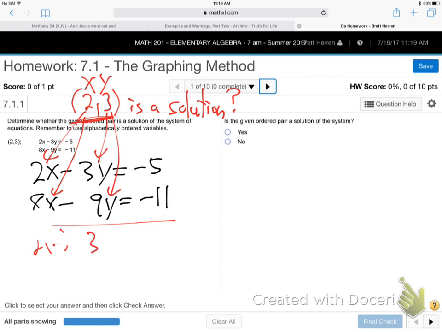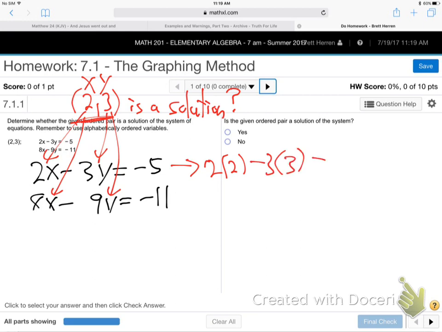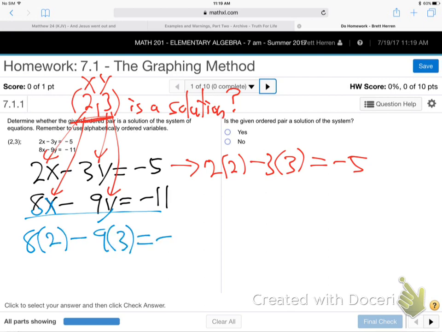Here, it's got to make them both true, right? So to be a yes, 2 times 2 minus 3 times 3, does that equal negative 5? And down here, I'll plug into this one, and I'll get 8 times 2 minus 9 times 3. Is that negative 11? I'm going to check both of them. I just plugged in 2 for x everywhere, 3 for y everywhere, and then I work them both out. If they're both true, it's a yes. If either one or both are false, then it's a no.